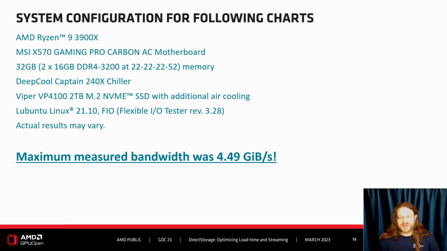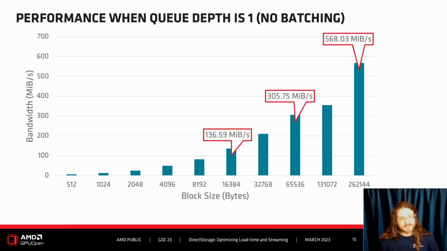The following charts have been created using the following configuration. It's important to note here that the maximum measured bandwidth is around 4.5 gigabytes per second for these. So this is a chart of performance when queue depth is approximately 1, inferring that there's no batching. And when we talk about queue depth, we're talking about the number of requests in flight at a time, and this is the simulation of serialized requests.